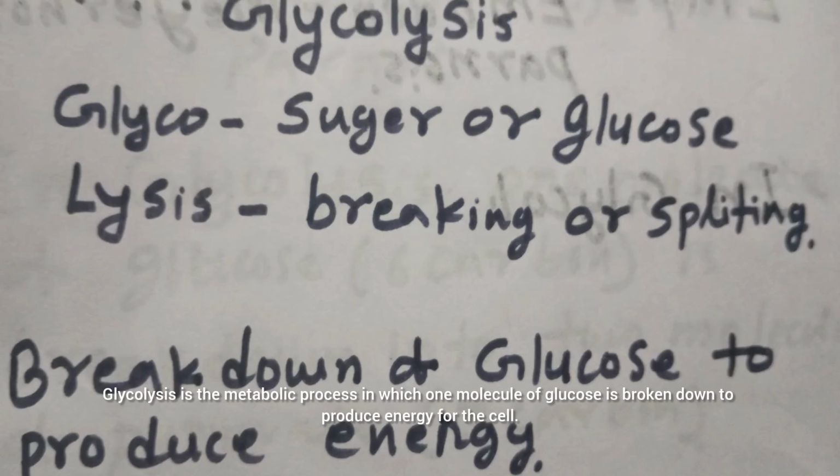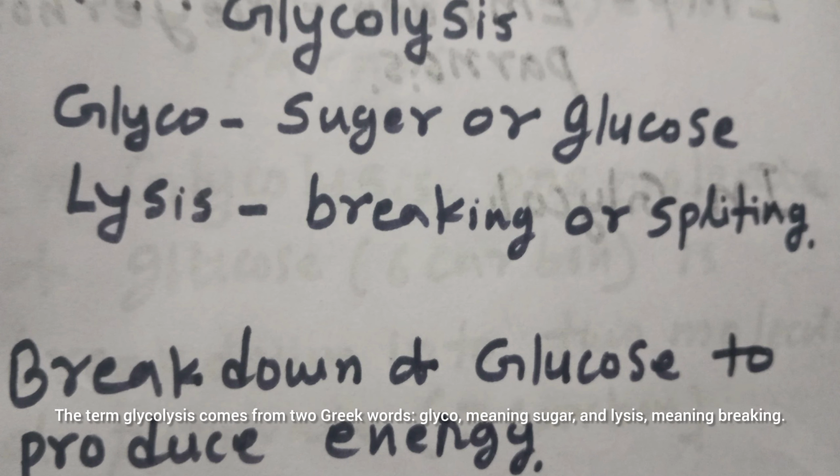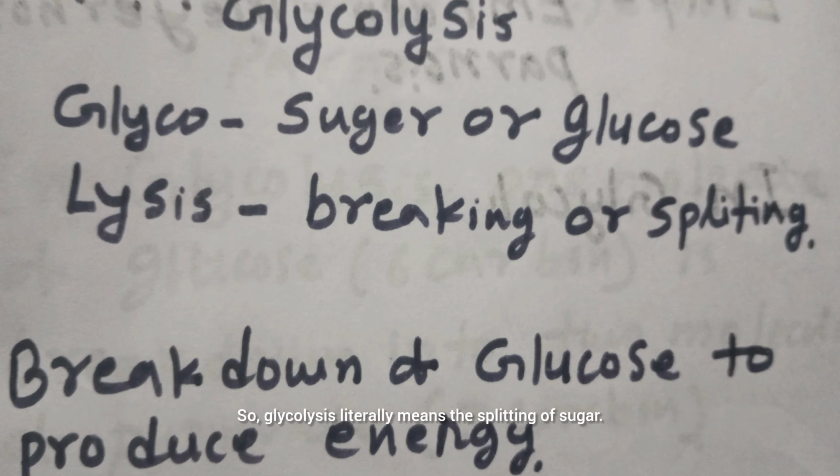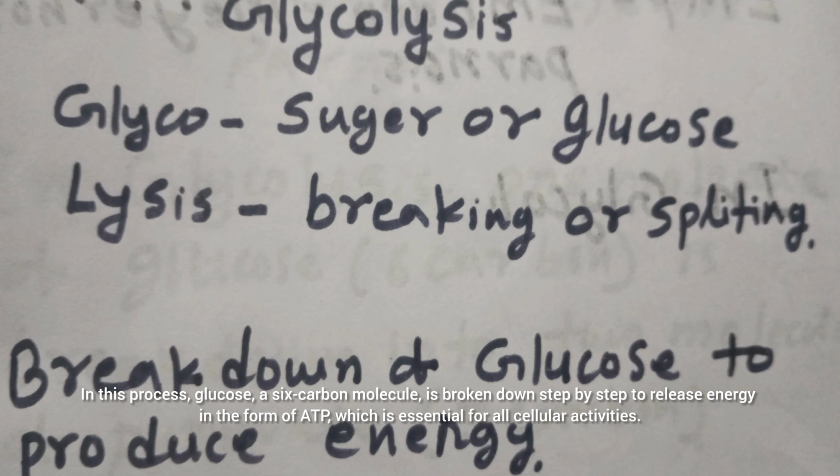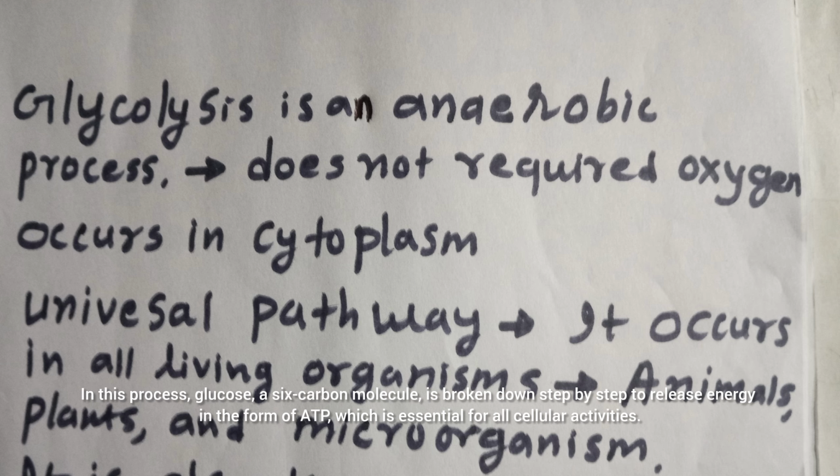Glycolysis is the metabolic process in which one molecule of glucose is broken down to produce energy for the cell. The term glycolysis comes from two Greek words, glyco, meaning sugar, and lysis, meaning breaking. So glycolysis literally means the splitting of sugar. In this process, glucose, a 6-carbon molecule, is broken down step by step to release energy in the form of ATP, which is essential for all cellular activities.